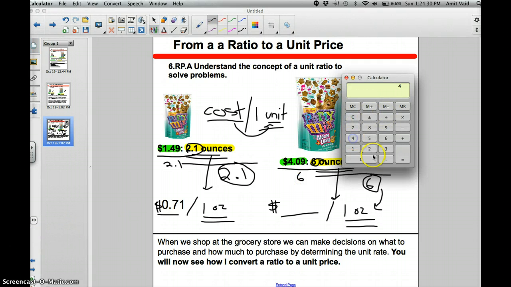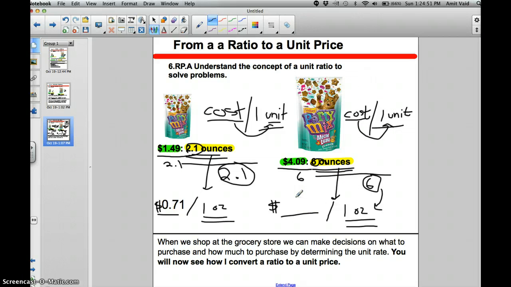$4.09 divided by 6. Okay. And here's the number I get, 0.681, and then 6s and 7. If I take the thousandths place off, this looks like 68 cents. I'm not going to round it up. This is a 1. So in this case, I'm spending 68 cents for every 1 ounce.